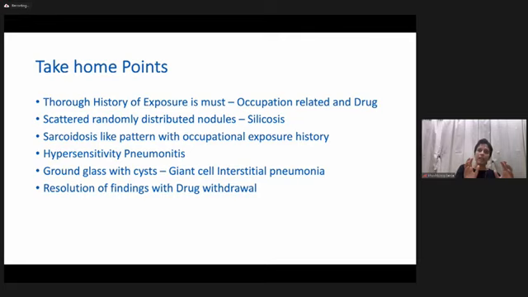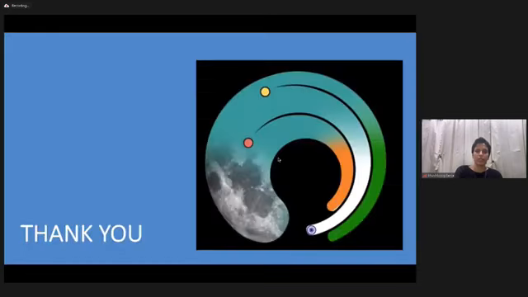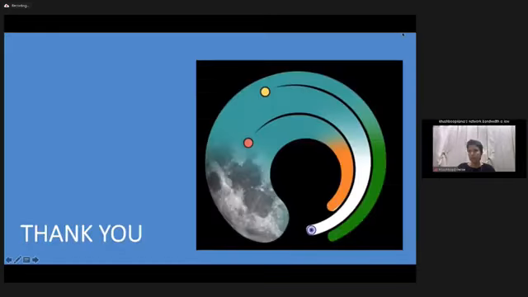Site or the ground glass, relatively less talked about interstitial lung disease, should be thought about. And you should look at the resolution of findings, and then you should be thinking of a drug-induced ILD. So thank you.